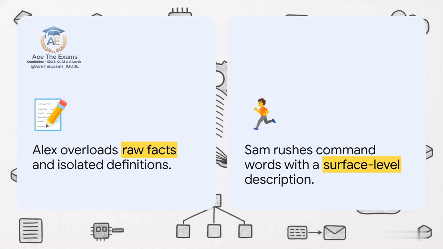Then, on the other hand, there's Sam. Sam is a sprinter. Sam rushes the command words. The prompt clearly asks the student to explain how, but Sam just writes, it uses binary to make it fast and readable by the computer. Sam gives this incredibly surface-level description, completely missing the actual mechanism of how the system works. Both of these approaches, throwing a raw block of facts like Alex or rushing past the critical command words like Sam, lead to completely avoidable mark losses, and we are going to fix that today.